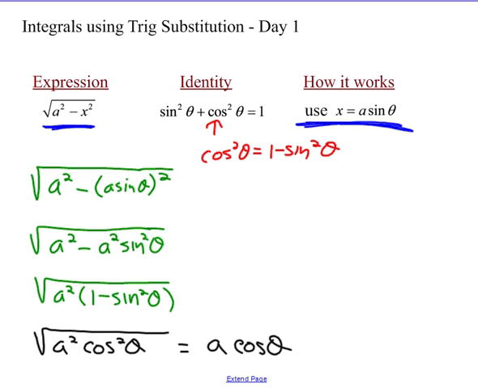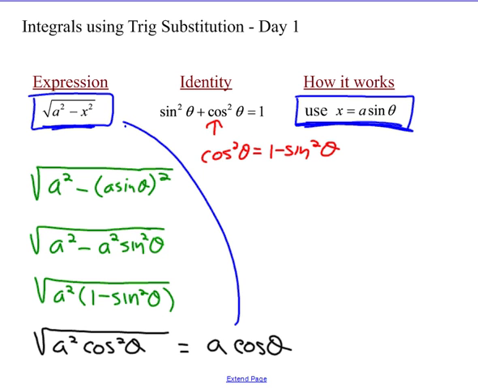Square root of a squared turns out to be a, and square root of cosine squared theta becomes cosine of theta. So to summarize, anytime we see this square root of a squared minus x squared in our integral, we can try using x equal to a sine theta. And if we do that, then this square root will become a cosine of theta. So what does this look like in practice?